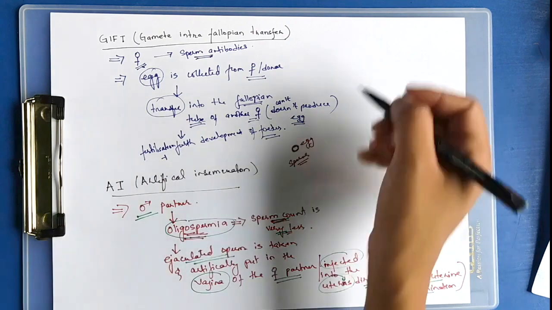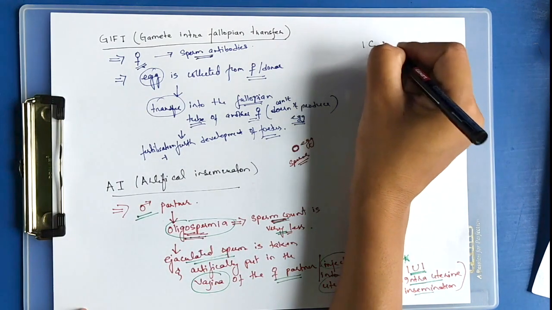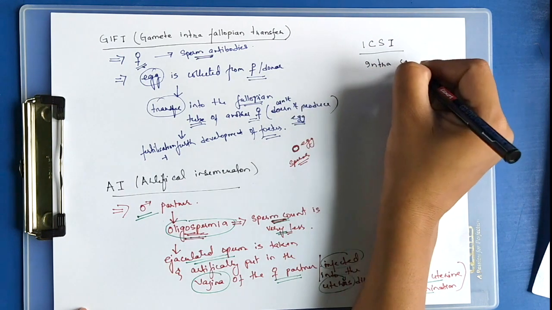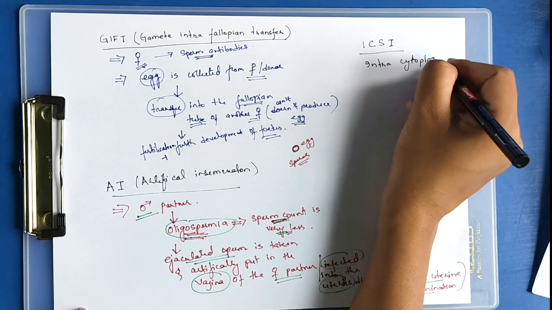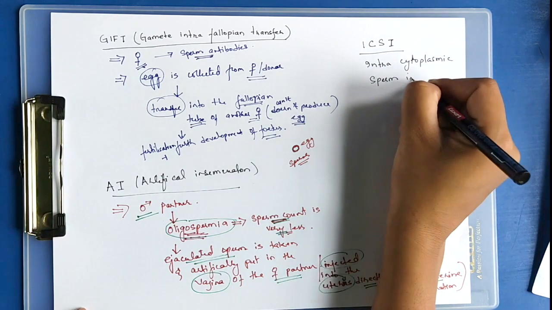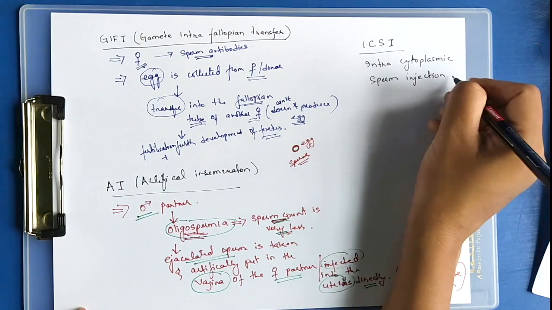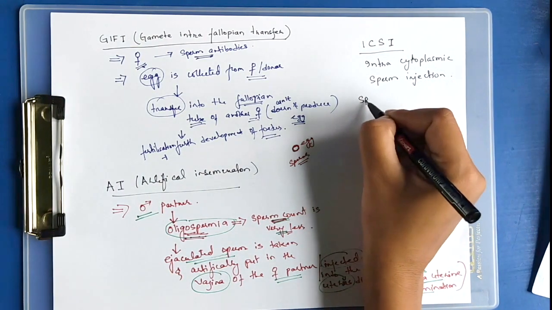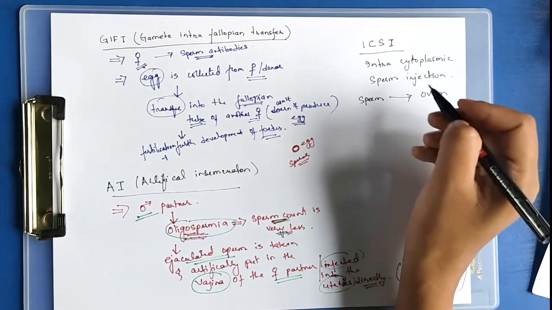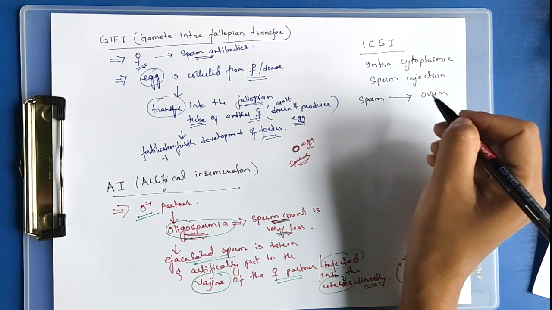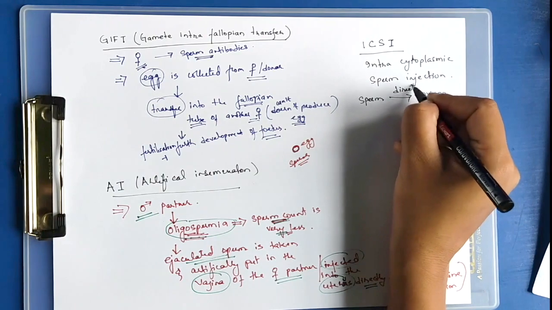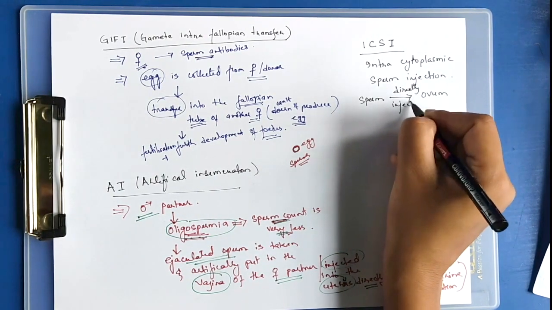Last is ICSI, intracytoplasmic sperm injection. In ICSI, the sperm is collected from the male and directly inserted into the ovum, and fertilization takes place. The zygote is formed and the embryo is formed. Development will take place in the female body. Sperm is directly injected into the ovum.